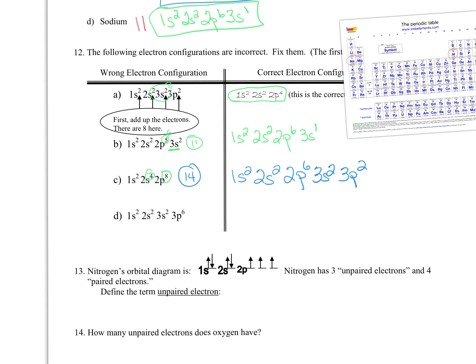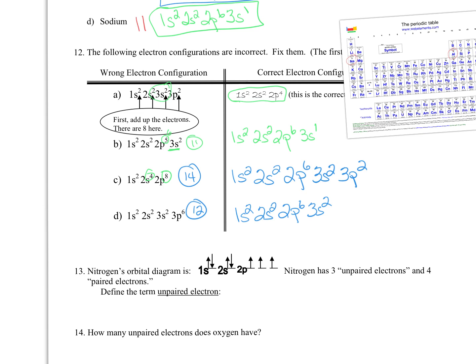All right, and D. First, let's count the number of electrons. So we have 6, 7, 8, 9, 10, 11, 12. There's 12 electrons. That kind of helps us know how to do the right one. So let's just take 12 and do it. We have 1s2, 2s2, and 2p6. That's 10. And then we have the 3s, and it should be 2. So that's it. I didn't really have to look to see what's wrong. Just find out how many electrons are there, and then I'm just going to do it the right way.